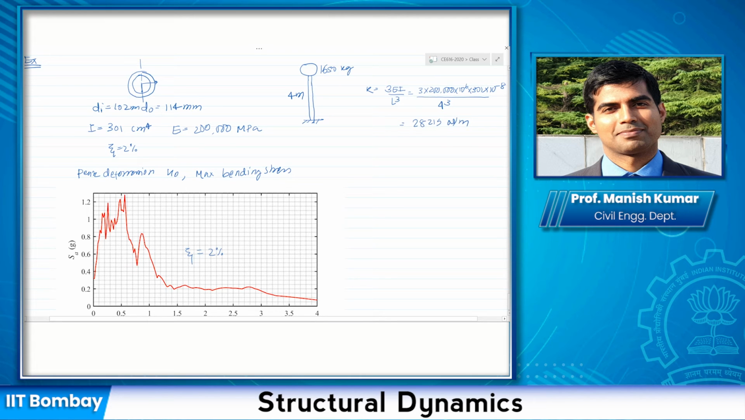Why do I need K? Because for response spectra, whenever it is given, you need either Tn or omega n, depending upon in which quantity the response spectra is provided.